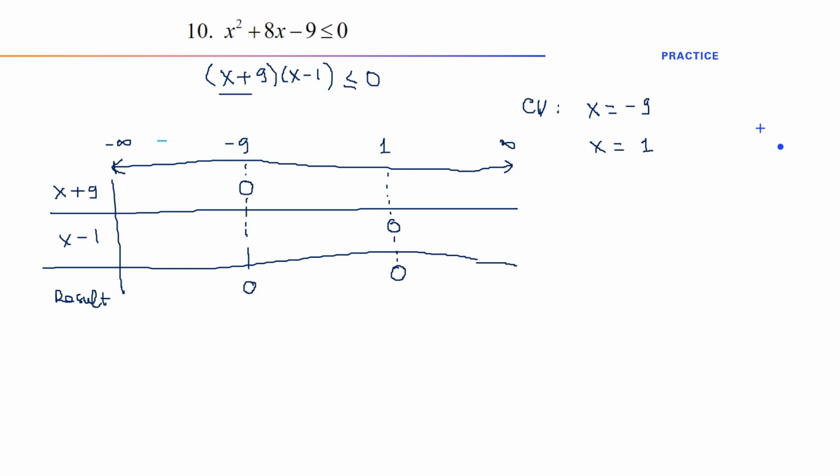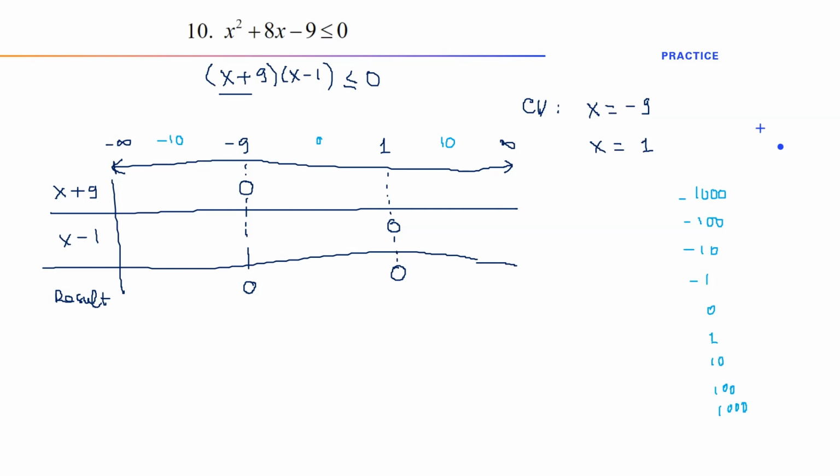Now I will try to find some number in that region. So I choose negative 10. From negative 9 to 1, I choose 0. From 1 to positive infinity, I choose 10. My favorite points to choose as test points are powers of 10. So it's like 100, 1,000, negative 1,000, negative 100, negative 10, negative 1, 0, 1, 10, 100, and 1,000. I like to use those numbers because they are easy and fast to calculate.